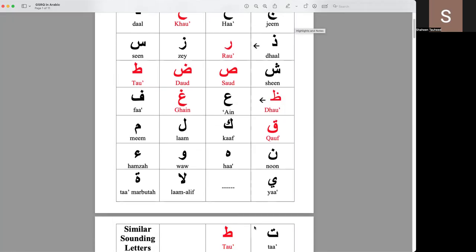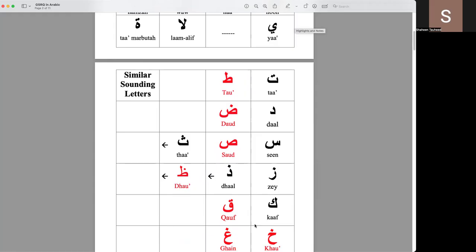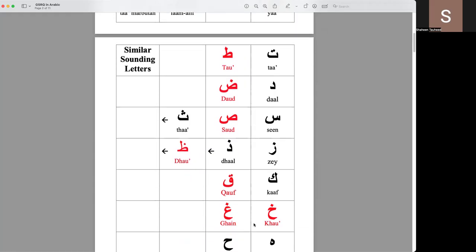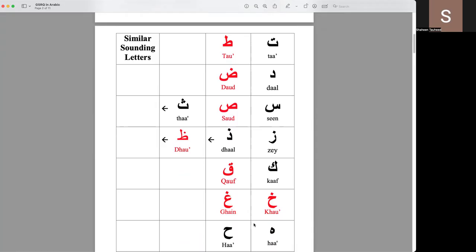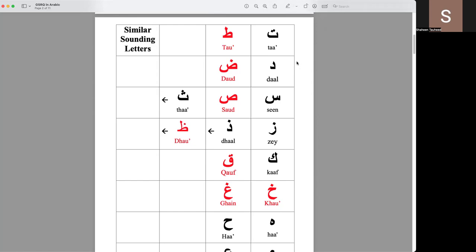Let's go over the letters that are similar, and because of their protruding tongue, it makes a different sound. So here are some of the letters. They sound different, even though they are similar. So Ta is a light letter and Ta is a heavy letter. So that makes the sound difference. Ta, Ta, Dal, Dad.